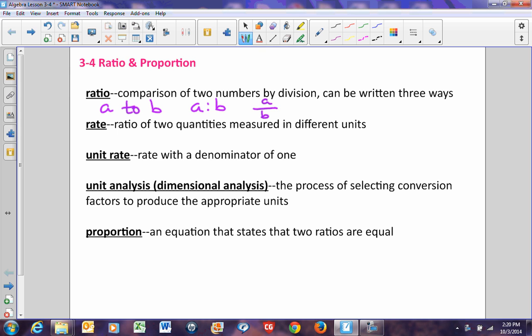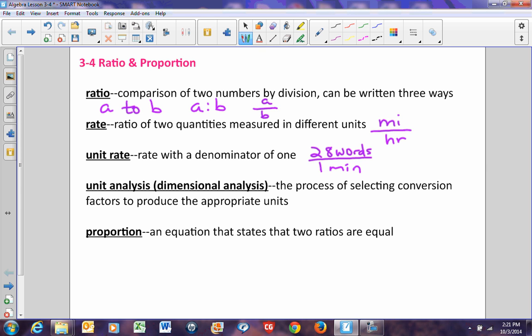A rate is similar to a ratio because it is a ratio, but it's a ratio of two quantities measured in different units. For example, miles per hour. Miles and hours are two different units, and that would be what we call a rate. A unit rate is a rate with a denominator of 1. So we might say you can type 28 words in 1 minute. So that is called a unit rate because it's per 1 unit. 1 minute, 1 hour, 1 day, 1 year, 1 foot, whatever.